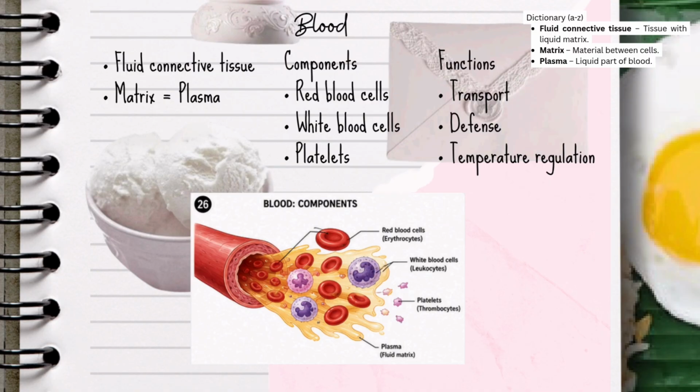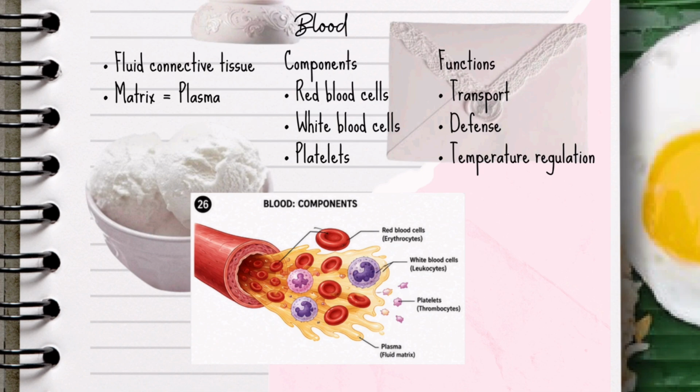Red blood cells transport oxygen from the lungs to the body's tissues and carry carbon dioxide back to the lungs. White blood cells protect the body by recognizing and destroying harmful microorganisms. Platelets help stop bleeding by forming blood clots when a blood vessel is damaged. Together, these components allow blood to transport nutrients, hormones, gases, and waste, while also regulating body temperature and defending the body against disease.